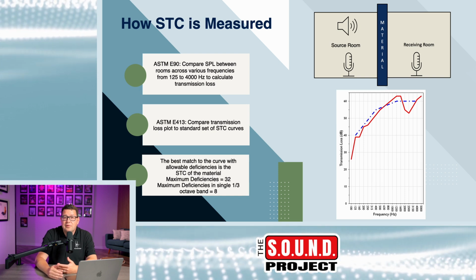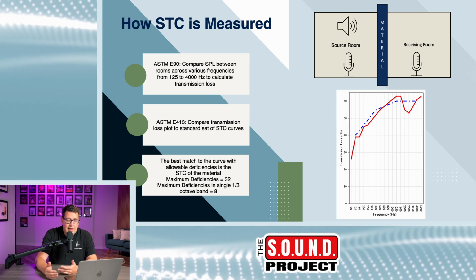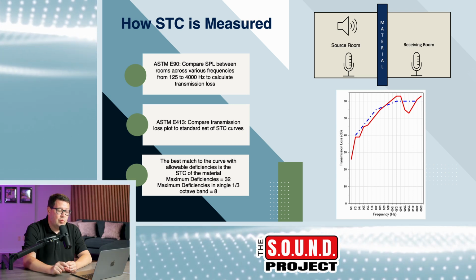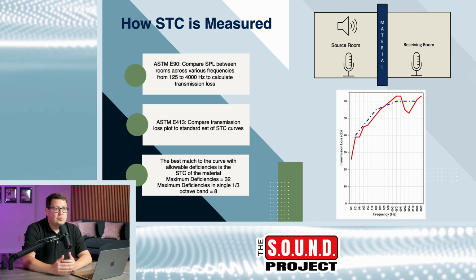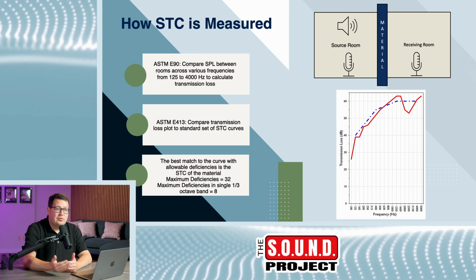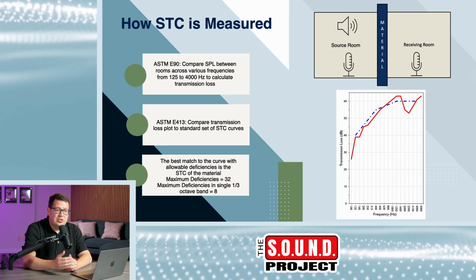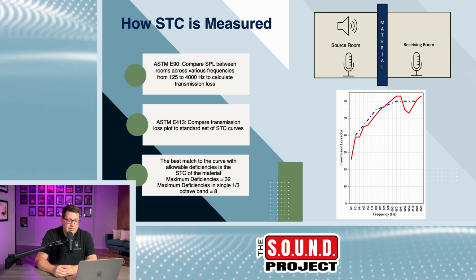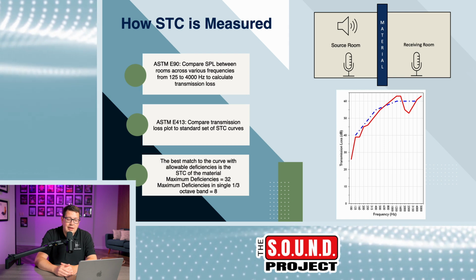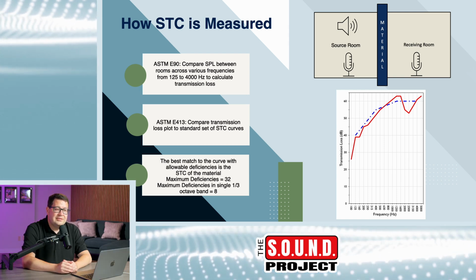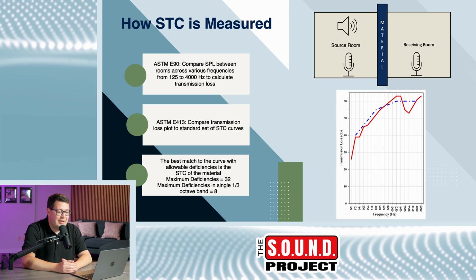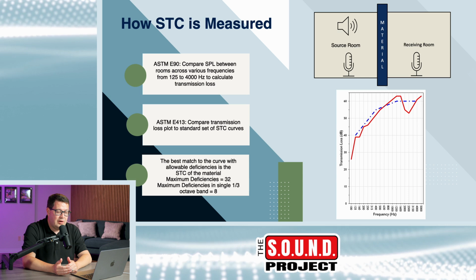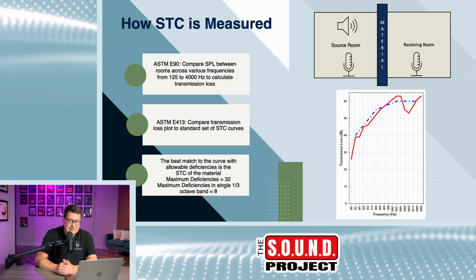And so you have a maximum number of 32 deficiencies that you can have, and that's across the entire frequency spectrum, but you can only have up to 8 in a single 1/3 octave band. And so if a partition is really poor at a certain frequency, then that's going to reduce its STC value. So once you get that curve matched as best you can, and you've met the maximum number of deficiencies you can have, then wherever that line crosses at 500 hertz, you move over to the left-hand side of the graph, and that gives you your STC value. So what's being shown here on this graph is actually an STC of 56.